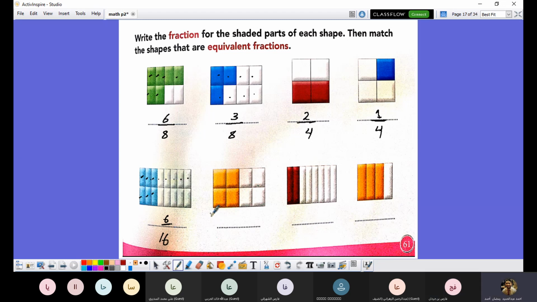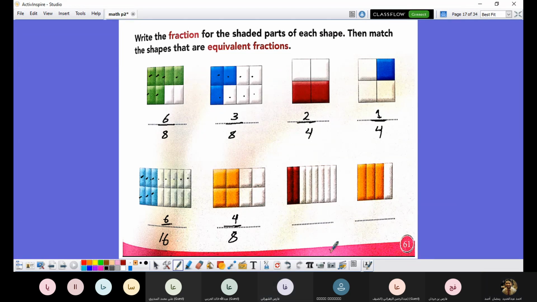First, Sharani. Yes, teacher. Help me in the next example here. Okay. 4/8. 4 shaded parts and all parts equal 8. So the result is 4/8.